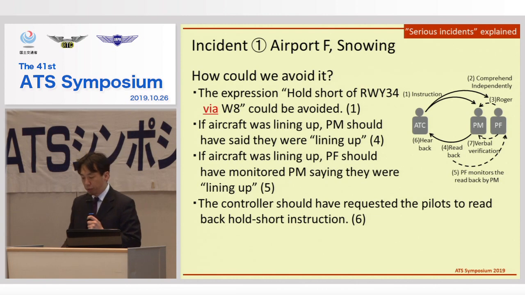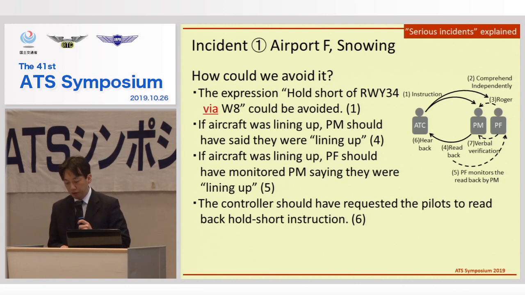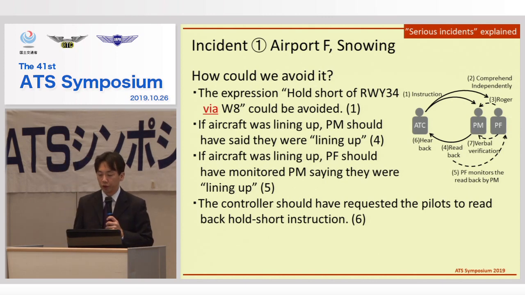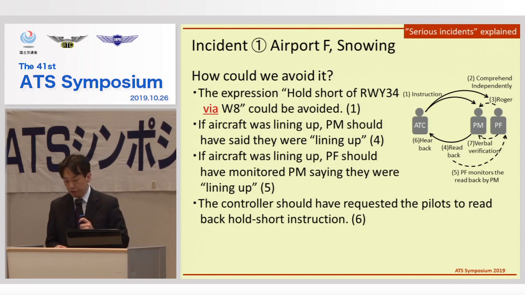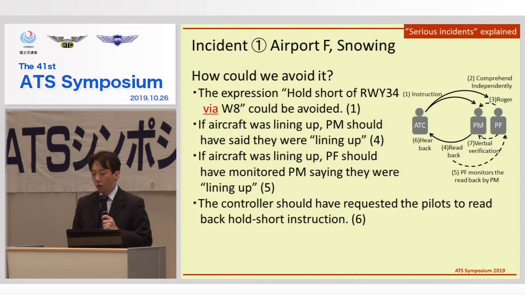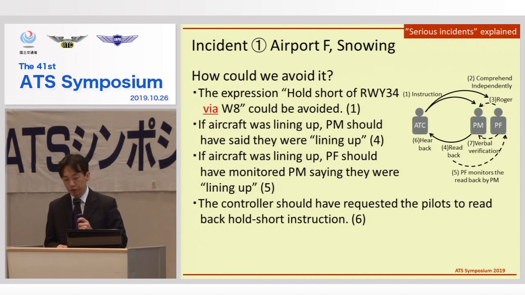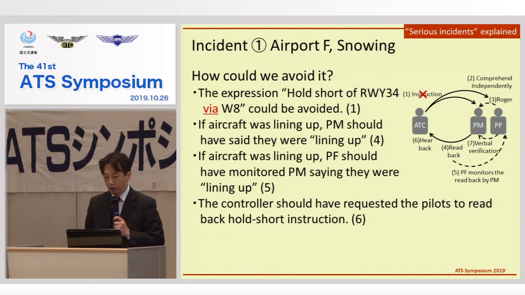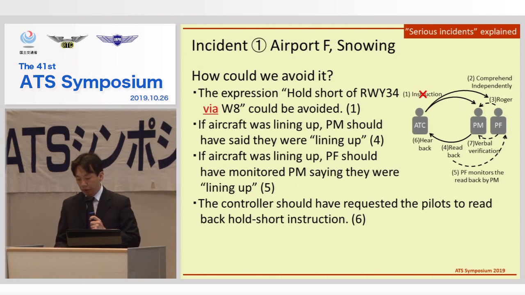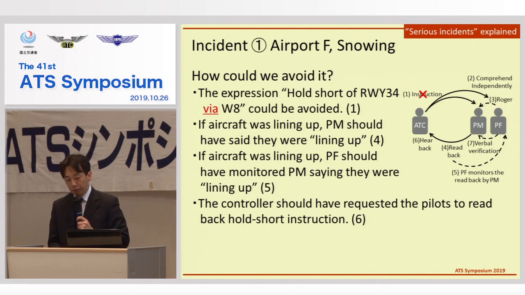According to the JTSB report, "on" or "at" should have been used by the controller to issue a hold short instruction instead of "via", which is a term usually used to instruct a taxi route. If a controller wants to specify a taxi route, a hold short instruction must be separately issued. So step 1, the instruction had to be improved.